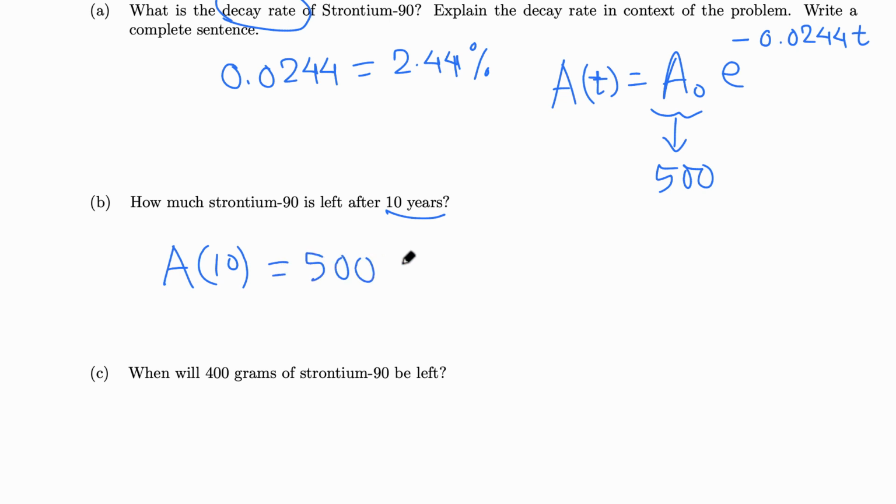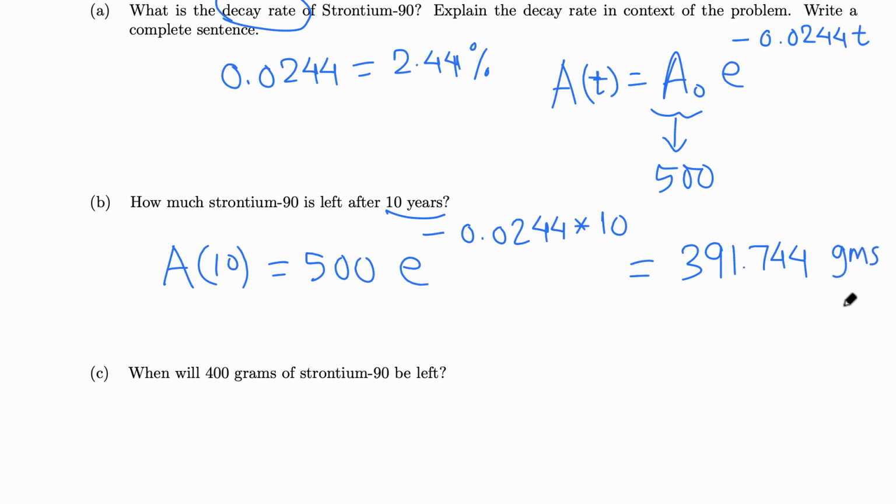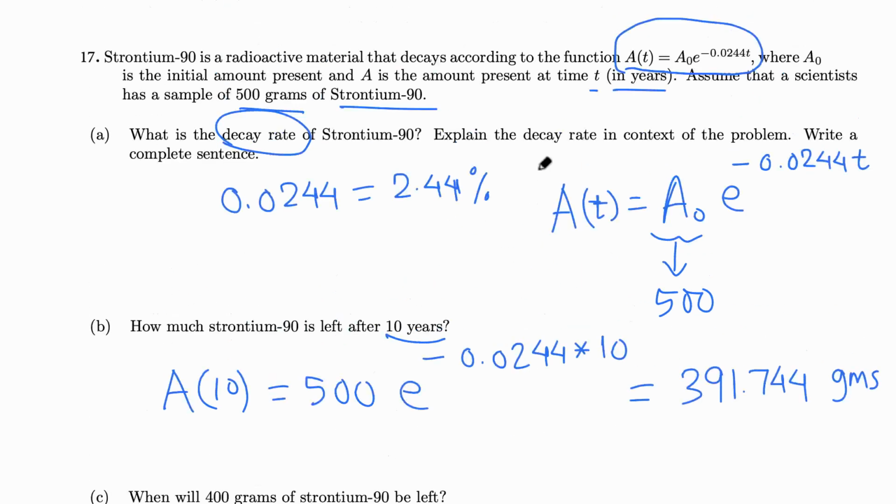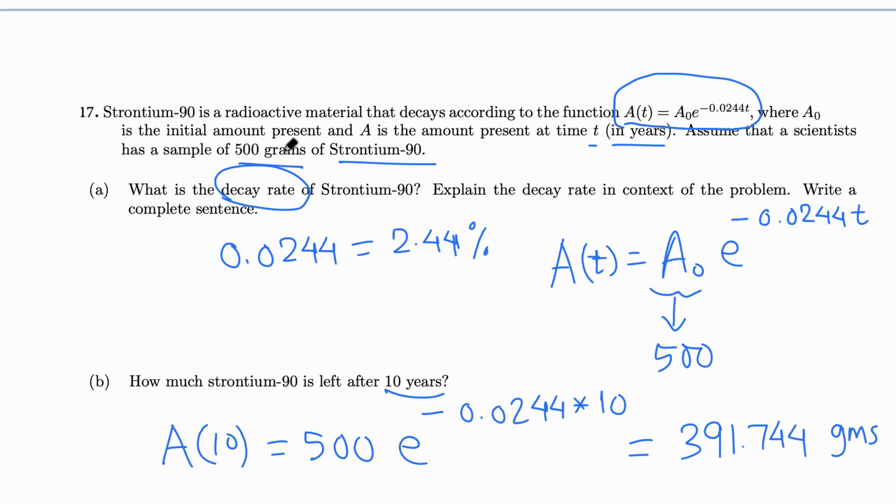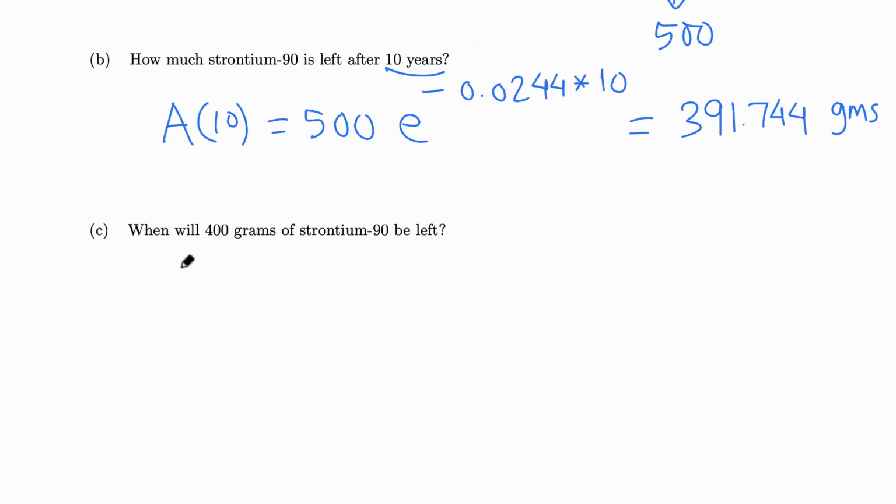A of 10 equals 500 times e raised to negative 0.0244 times 10 years. Now use your calculator and it comes out to be 391.744, and that is in grams. Because initially we had 500 grams, so this is also in grams.